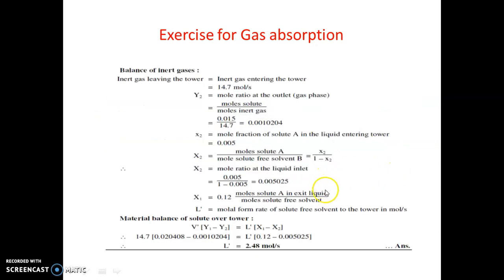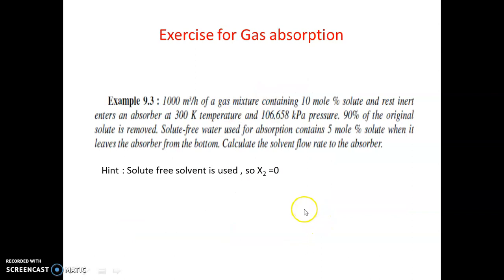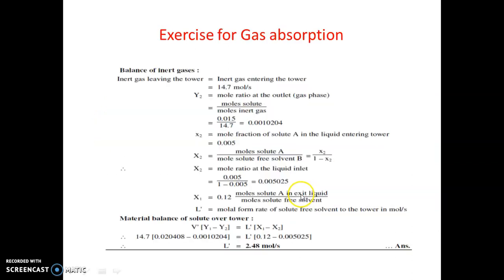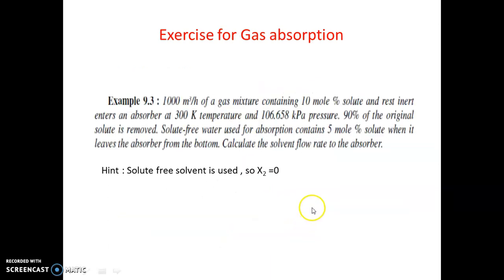That means you have to use the same formula here, and you have to calculate the values of V dash, y1, y2, x1, and x2 is 0 because we are using solute free water. So here x2 is 0. Then by putting all these values we can calculate the value of L dash. So this problem you can solve in your notebook for practice.